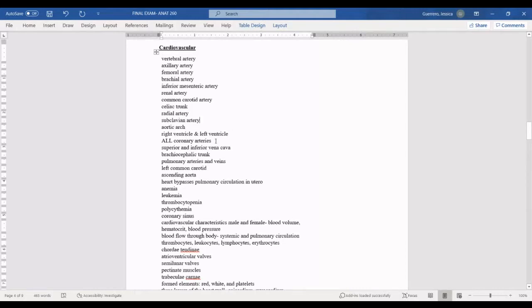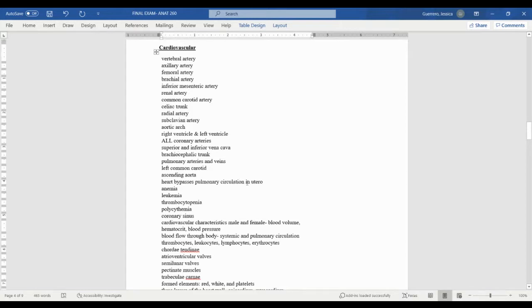This is getting us into the anatomy of the heart, the right and left ventricle, all the coronary arteries, and coronary tells you it's on the heart, okay, superior and inferior vena cava, the brachiocephalic trunk, and that term right there, if you dissect it correctly, tells you exactly where it's located, brachio and cephalic. The difference in the location of the pulmonary arteries, veins, the left common carotid, ascending aorta, and the aorta is one big vessel, but we call it different things based on its location.